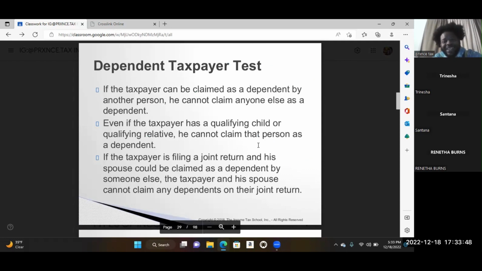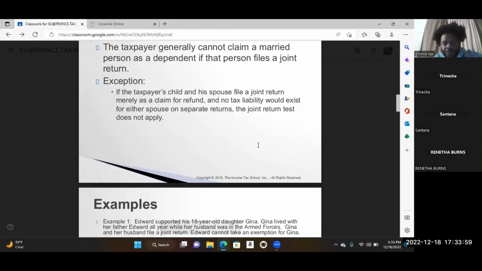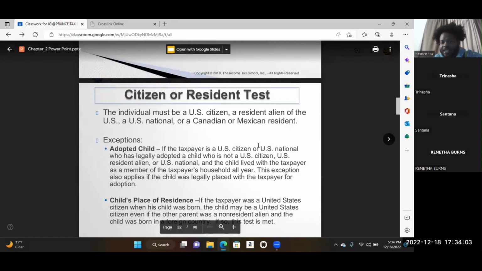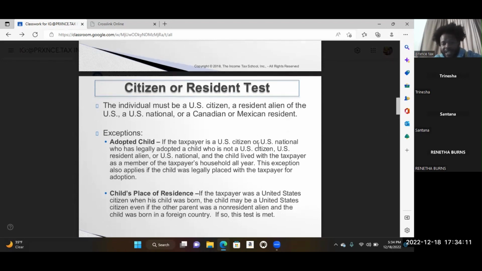Dependent taxpayer test. All right, so they pretty much went over the dependent taxpayer test, and I was just explaining this to you. That's a joint return, citizens, residents. This is what I was speaking about earlier when I was talking about ITIN individuals and individuals that have Social Security numbers. This is speaking about adopted children.